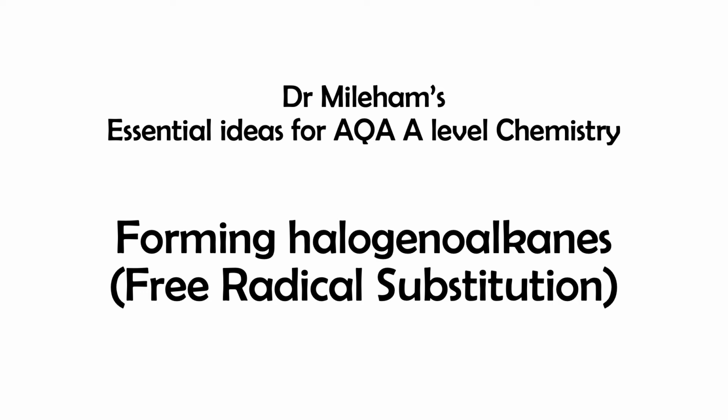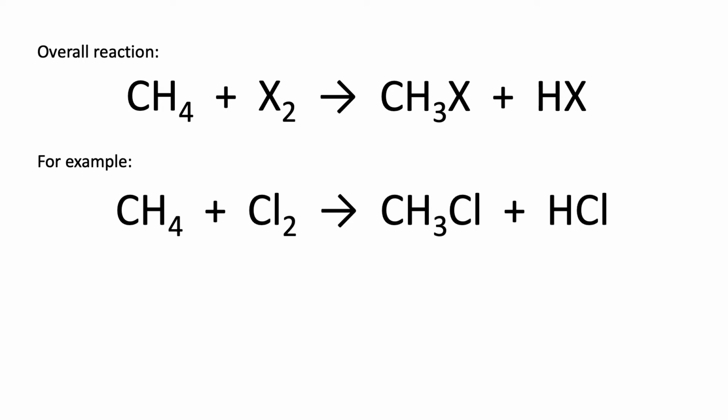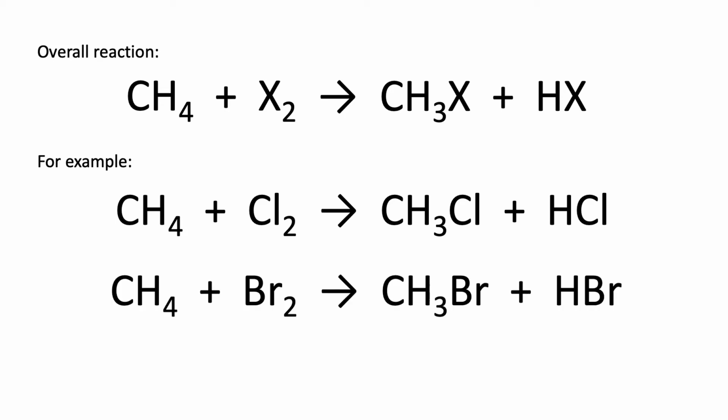Hello, today we're going to have a look at forming halogenoalkanes via free radical substitution mechanisms. In this reaction, alkanes such as methane react with a halogen, represented here by X, to give us our halogenoalkane and HX. Specifically, that could be methane reacting with chlorine to give us chloromethane and HCl, or in a similar way, methane will react with bromine to give us bromomethane and HBr.